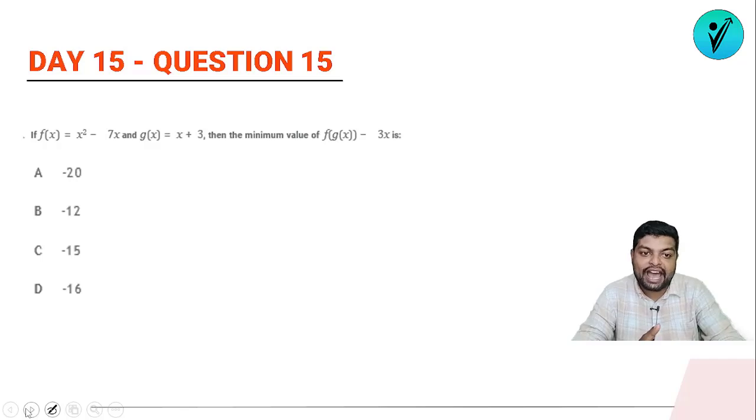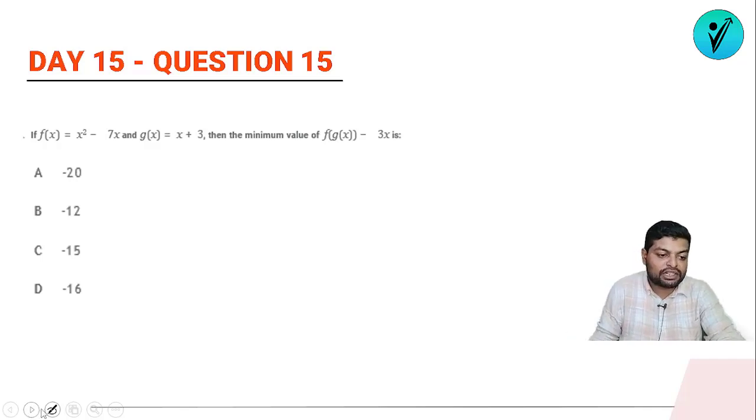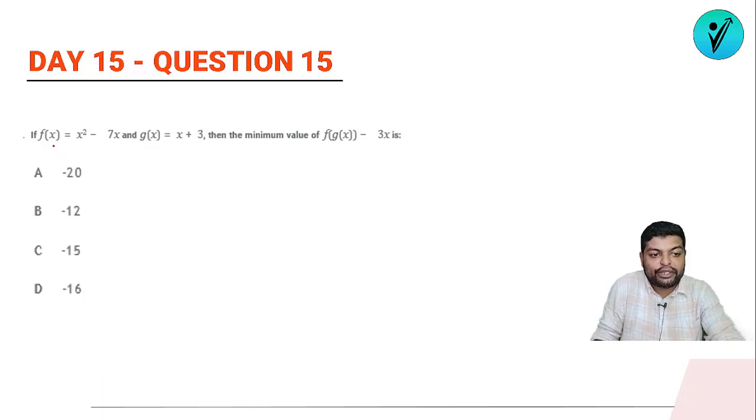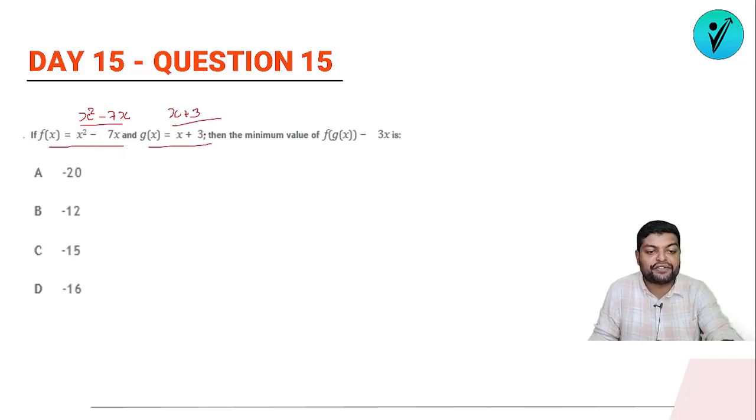All right, so it is having two concepts. First of all, it is based on composite function, and then we have to get the minimum value of the resultant function. So let's see how one can solve this question. The question says that if the value of f(x) is x square minus 7x, so we have f of x as x square minus 7x, and we have g of x as x plus 3. So this is the expansion of f of x, and this is the expansion of g of x. Now, what we have to do, we have to get the minimum value of this function.